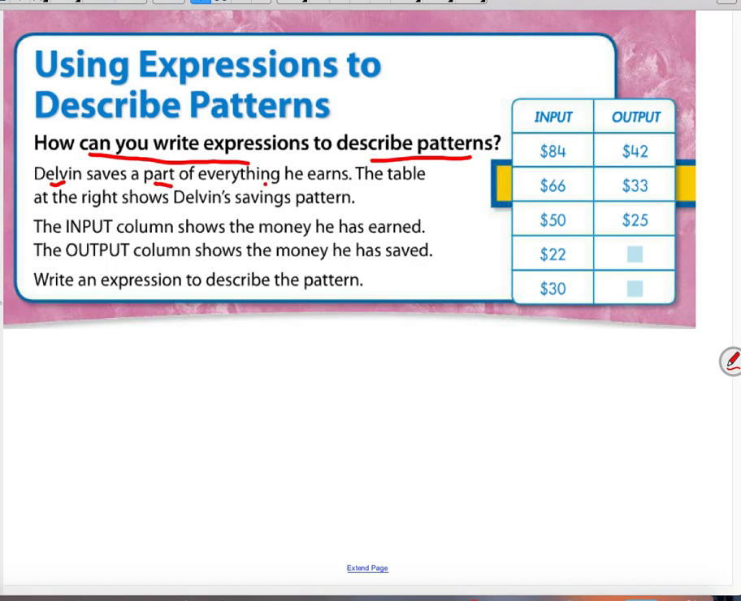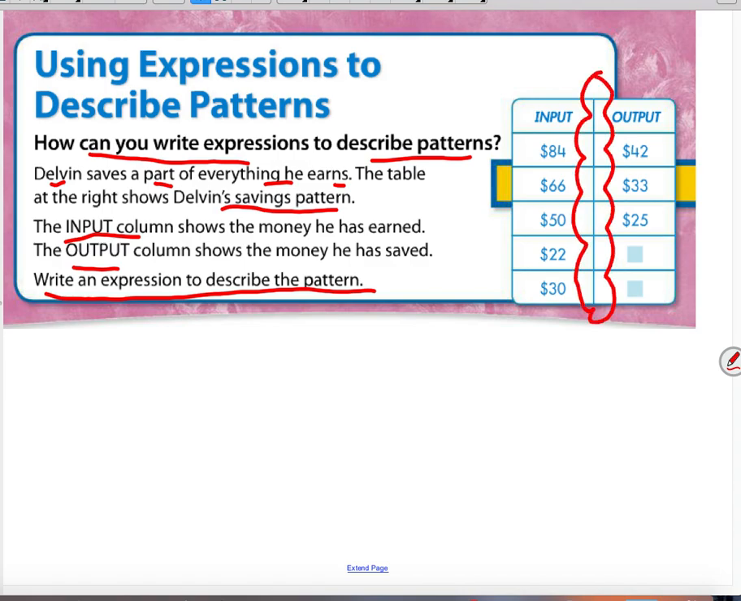Delvin saves a part of everything he earns. He's a good kid. He's saving part of everything he earns. The table at the right shows Delvin's savings pattern. So his input is how much he earns, and the output is what he has saved. Okay? So the input column shows the money he's earned, and the output shows the money he has saved. We have an X and we have a Y. When this happens, it leads to this, okay? Write an expression to describe the pattern. So there's a pattern that takes him from here to here. There's some type of operation going on that is the pattern that takes him from here to here to here. Okay, so there's something going on there. We want to figure out how we go from the input to the output.